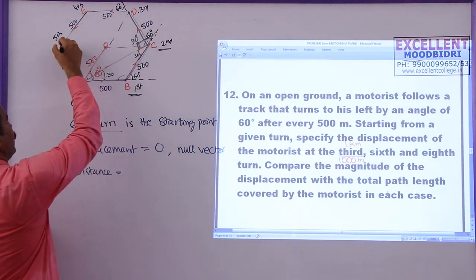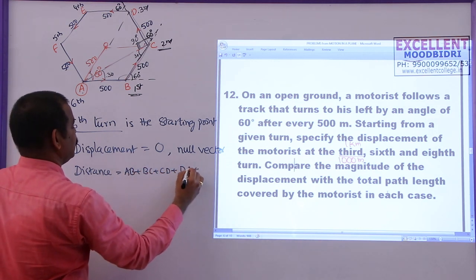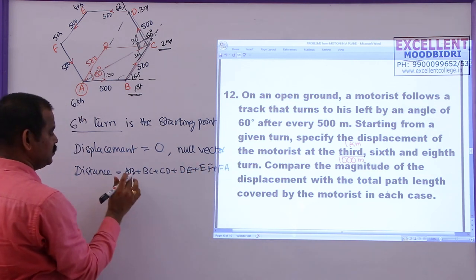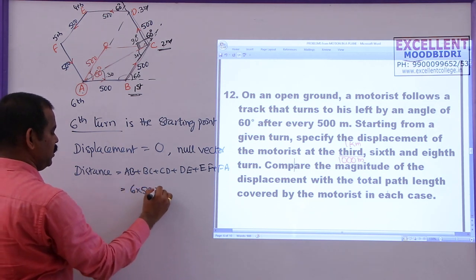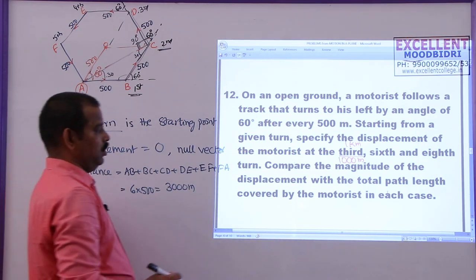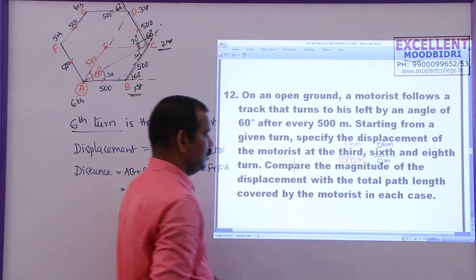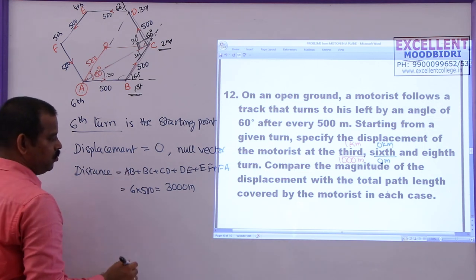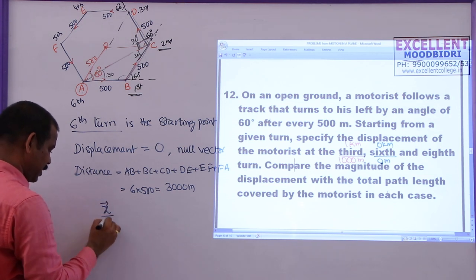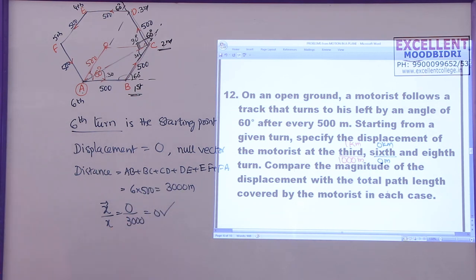Now what is the distance traveled in this case? Distance is 500, 500, 500, 500, 500, 500. That is AB plus BC plus CD plus DE plus EF plus FA. So this is 6 into 500, which is 3000 meters. What is the ratio here? After the sixth turn, displacement will be 0 meters or 0 kilometers, but the ratio will be 0 by something, which is 0 only. So in the second case, x bar by x will be 0 by 3000, which is equal to 0.